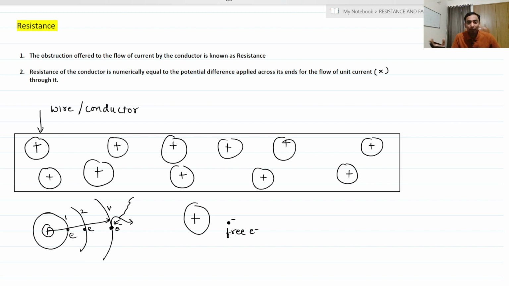If each atom loses one electron or more, then there are lots and lots of free electrons which keep on moving in random directions like this. All these free electrons are moving in different directions without any proper direction, a random motion. This random motion of electrons does not cause electric current in the wire. So right now, since the electrons are moving in random directions, electric current does not exist in the wire. But please understand one more thing: these positive ions are very heavy, so they don't move at all. They are immobile.